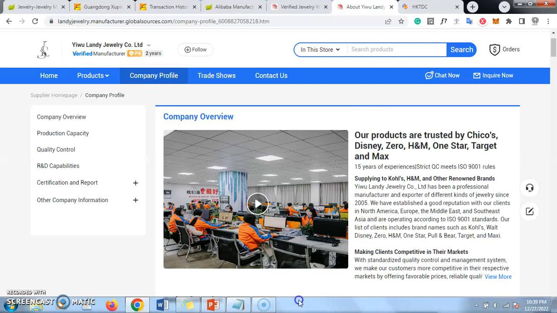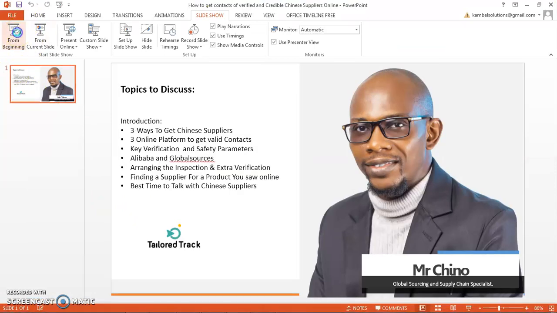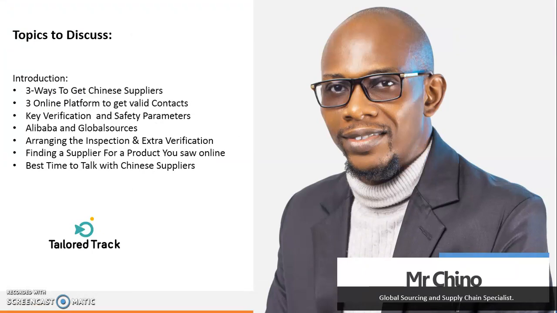So the next one is Hong Kong. They also have their own parameters they use, the verification parameters and the safety parameters that you look at. But you can just create an account on Alibaba, and you're okay with that. In fact, Alibaba has more suppliers than all those other platforms, and they are in mainland China. So with the other ones, there's a possibility that you will be meeting more trading companies, because most of the trading companies are in Hong Kong.